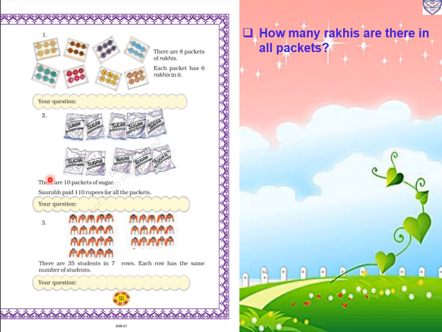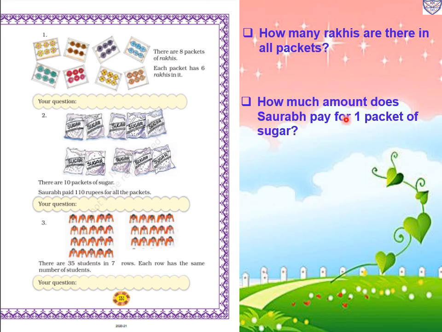Now number 2, there are 10 packets of sugar. Saurabh paid 110 rupees for all the packets. So now here we have to create the question. How much does Saurabh pay for one packet of sugar? So total he paid 110 rupees. So we can ask, how much does Saurabh pay for one packet of sugar?